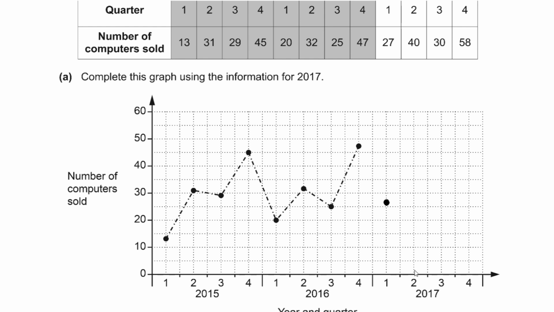Then in quarter 2 we've got 40, so 40 is over here. Quarter 3 we've got 30. And quarter 4 we've got 58. So that is over here. So now we need to join these up with straight lines. So here we've got the completed graph.